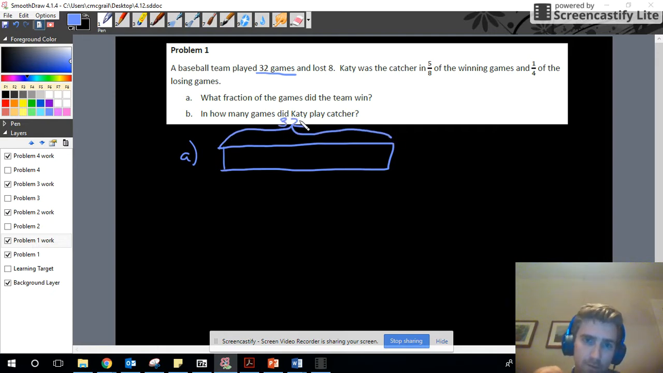And I'm going to mark off a little spot on the edge for 8. I think that's probably about 8. And these are the games that they lost, although I'm sure they tried very hard. And then I want to find out about the number of games that they won. Once I find the number of games, I can find the fraction of the games that they won. So I don't know how many they won. So I need to do 32 minus 8 equals, and I'll get 24. So they won 24 games.